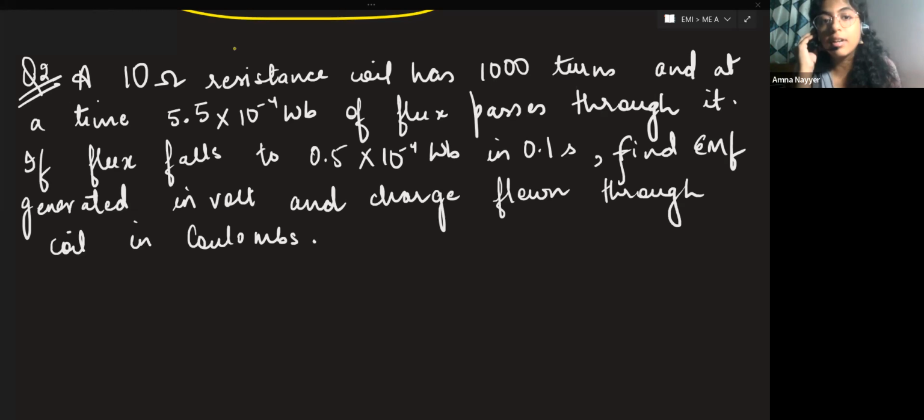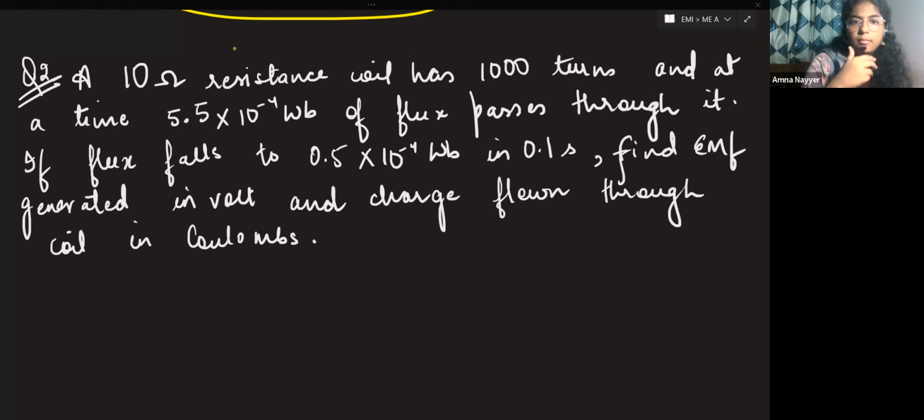Now the initial flux is given to you as 5.5 into 10 to the power minus 4 Webers. This was the initial flux. Now the flux has decreased to what value? 0.5 into 10 to the power minus 4, this much value. Okay, EMF you have got as 50 volts.